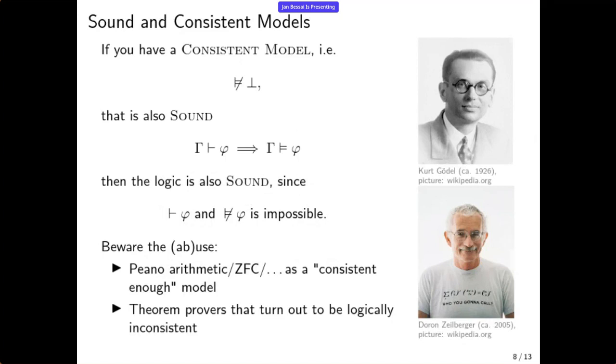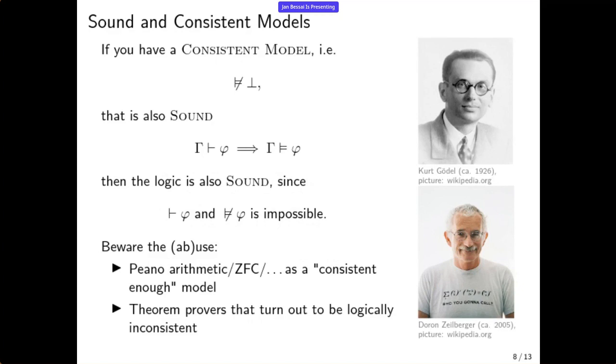Why is it so nice to actually have sound models? Well, this ties also back to consistency. Suppose you have a consistent model, that is one that cannot derive bottom or some equivalent of bottom, and that we have some sound translation. And then we know that our logic that we translate from must also be sound.